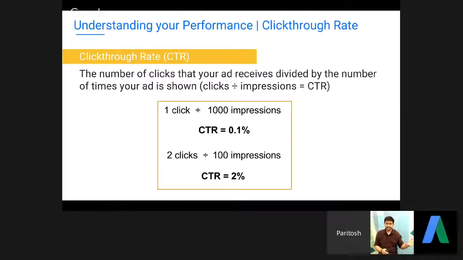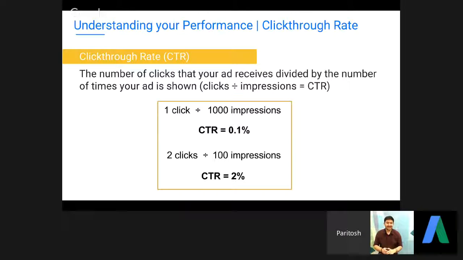Now, your CTR or your click-through rate is the number of clicks that you receive divided by the number of impressions you've taken to accrue those many clicks. If you look at the small graph here, you will notice that if you get 1 click out of 1,000 impressions, it means the CTR is 0.1.